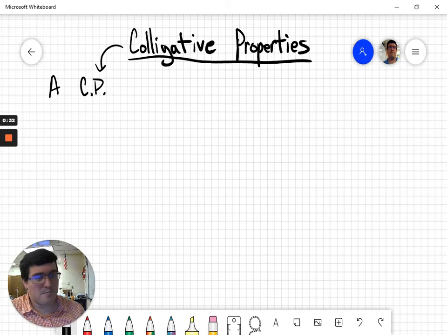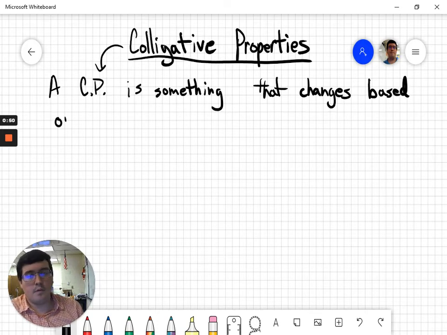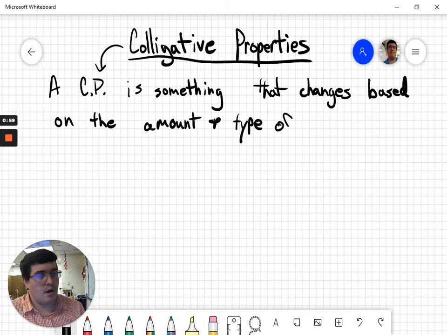But a colligative property, so you don't have to write colligative properties all over again, that's a really long term, right? But a colligative property is something that changes based on the amount and type of solute added. Oops.